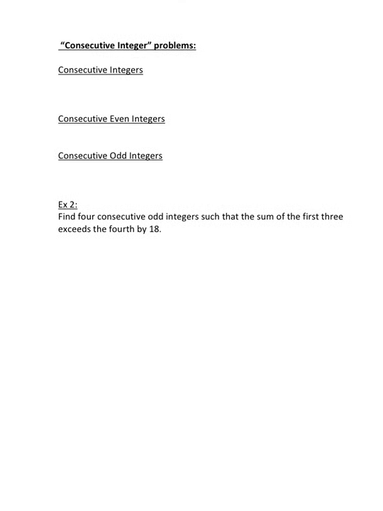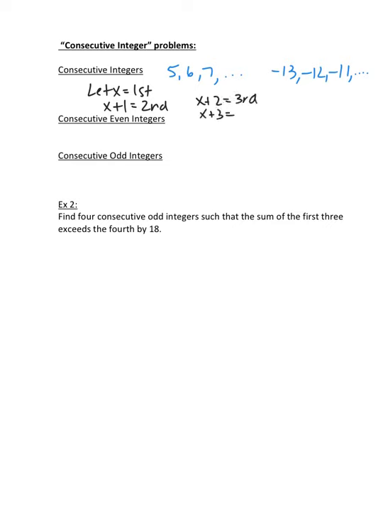Consecutive integers are like the numbers 5, 6, and 7, etc. One follows the next, follows the next. If you're looking at negative numbers, it would be like negative 13, negative 12, negative 11. They have to get higher and higher and higher progressively. So our let statements for consecutive integers are going to be let X equal the first integer. The next one's going to be 1 higher than that, so X plus 1 equals the second integer. The next one is 1 higher than that, so X plus 2 would be the third integer. X plus 3 would be the fourth integer, etc., etc., etc.